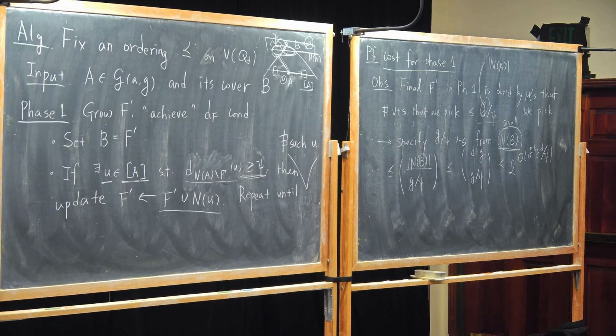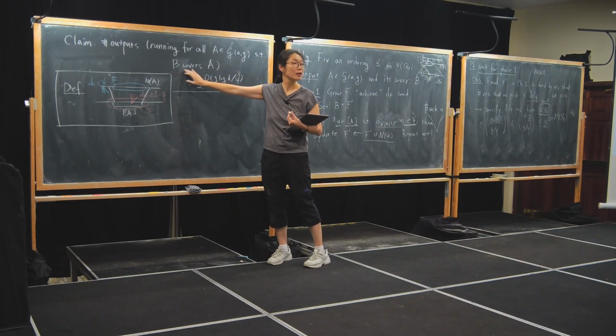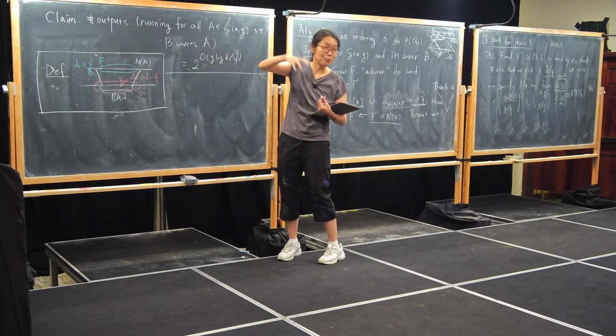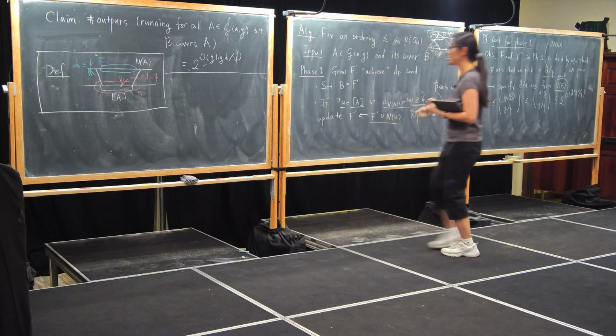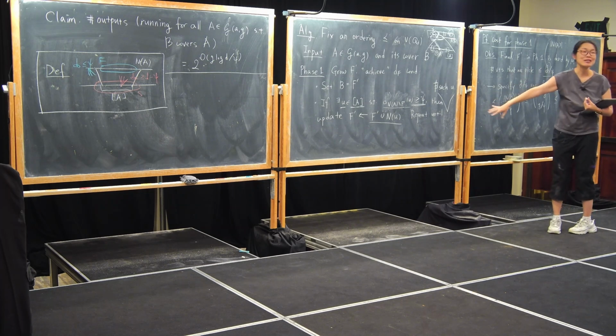Any questions? I will leave you some time to digest this. Again, this algorithm runs for all of A given B, all of A such that B covers A. So our input is A and B, and then it outputs something, and this just gives an upper bound for the number of outputs from this phase one.